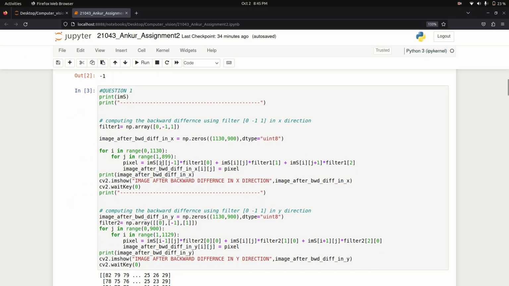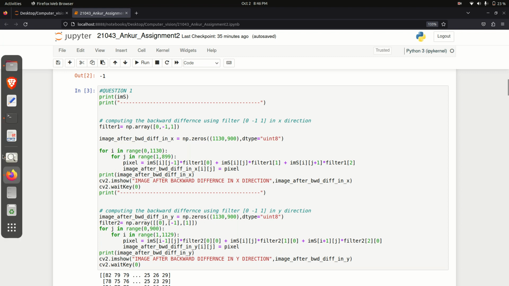So for the first question, we were asked to compute the backward difference, forward difference, and central difference of this given image. So first of all, I've computed the backward difference in x direction and y direction. For backward difference, I've used the filter 0, -1, and 1. I have used a nested for loop, which is used by this filter to travel across the image and multiply its value with the corresponding image values to get the result.